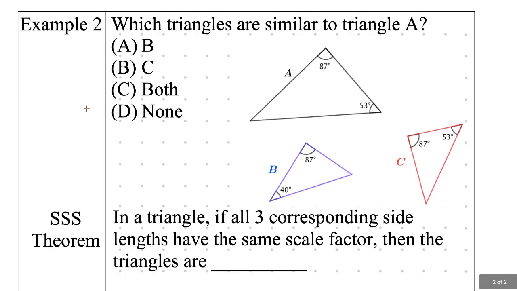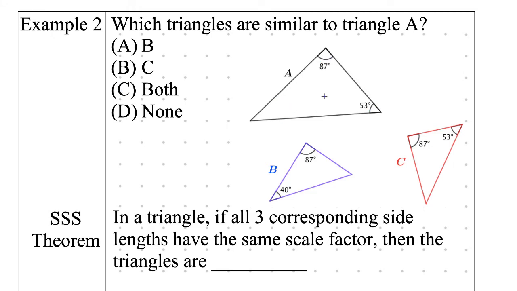So in example 2, I'm going to show you one of those tricks. All right, so I'm using the angle-angle theorem because I want to practice that. Using the angle-angle theorem, which of these blue or red triangles are similar to triangle A? So given A, is it B, C, both, or neither? Okay, well look, we have 87, 53. Oh, 87, 53. Answer C, right? No. You have to be careful. It might be C, but let's check, because you always want to find that third angle.